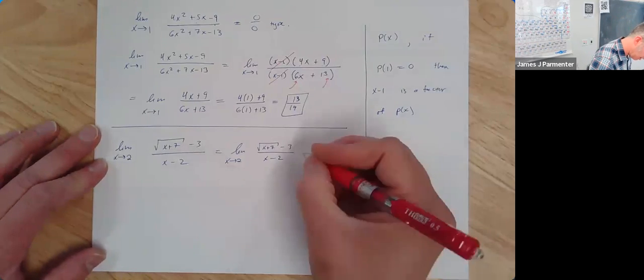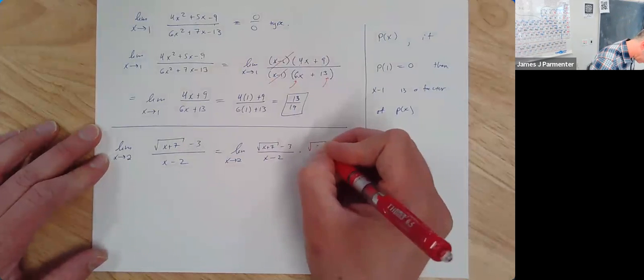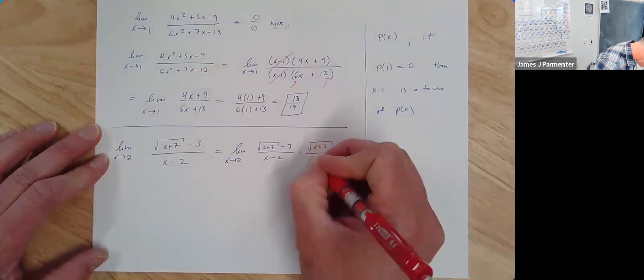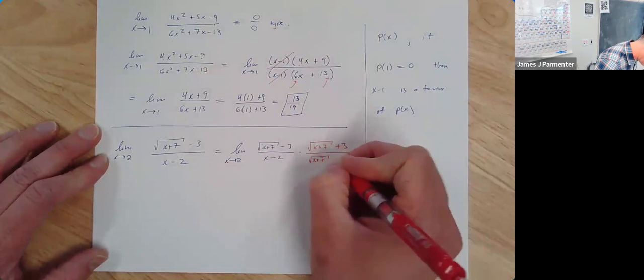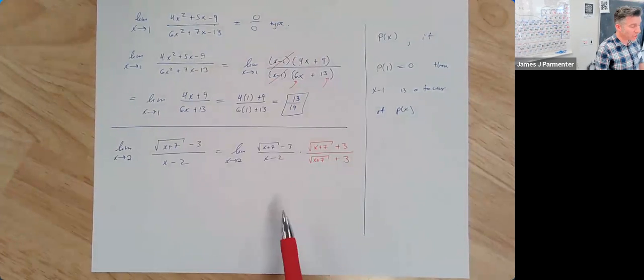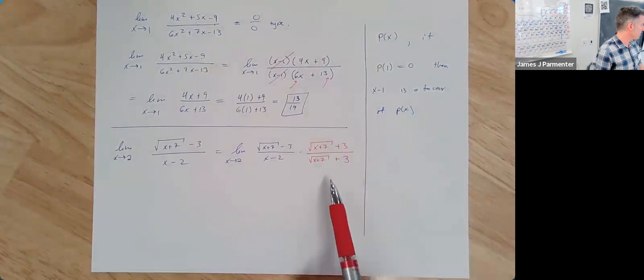It's just going to be times the square root of x plus 7 plus 3 over the same thing, because you're only ever allowed to multiply by 1. So if someone says multiply by the conjugate, they don't mean x plus 2 over x plus 2. Because that's not going to help you get rid of the square root.